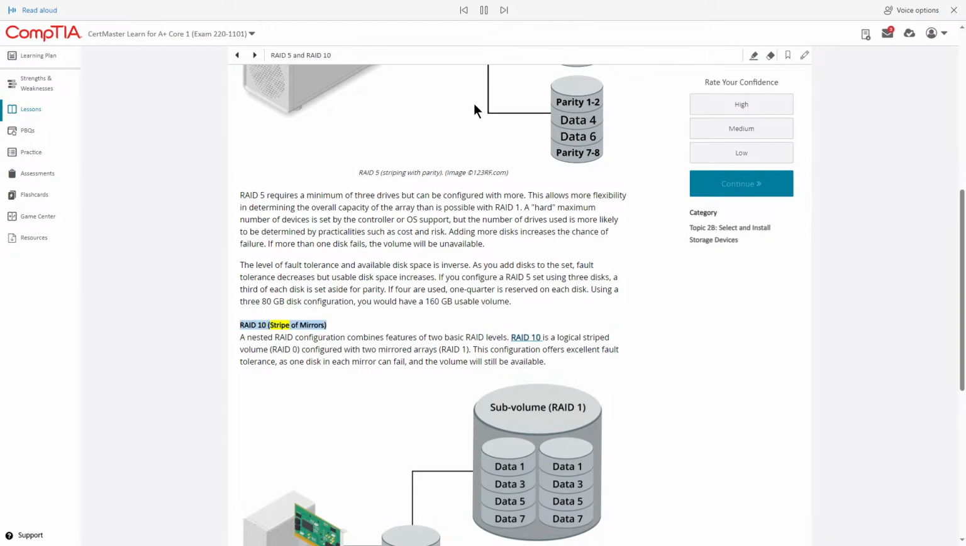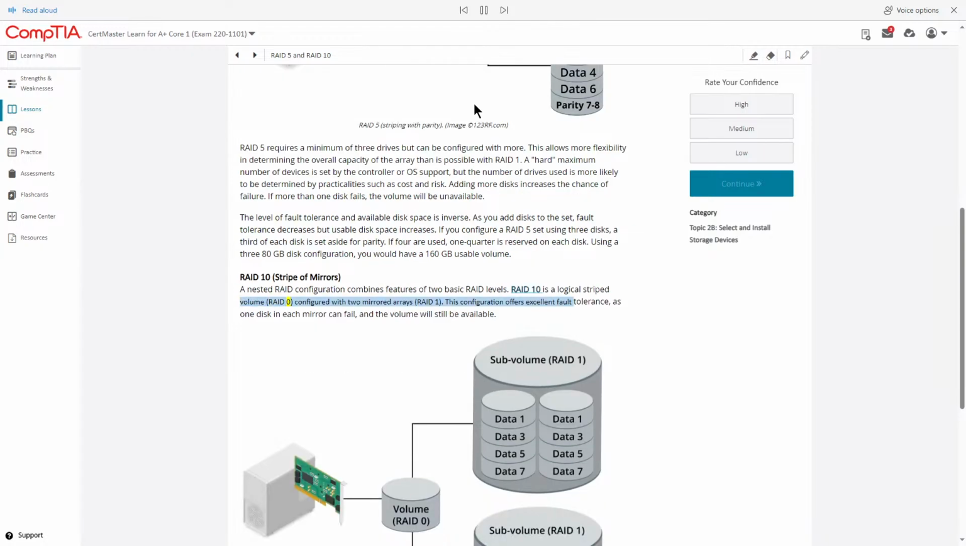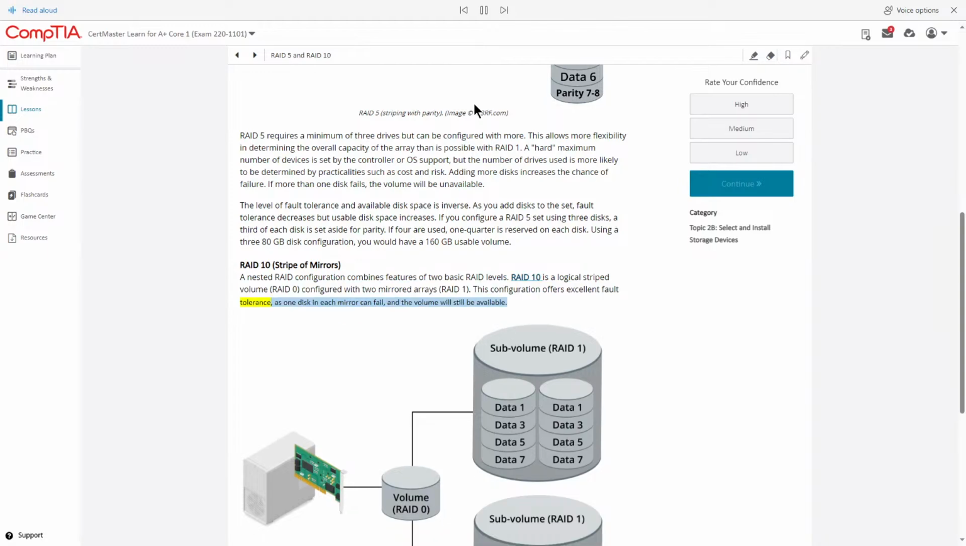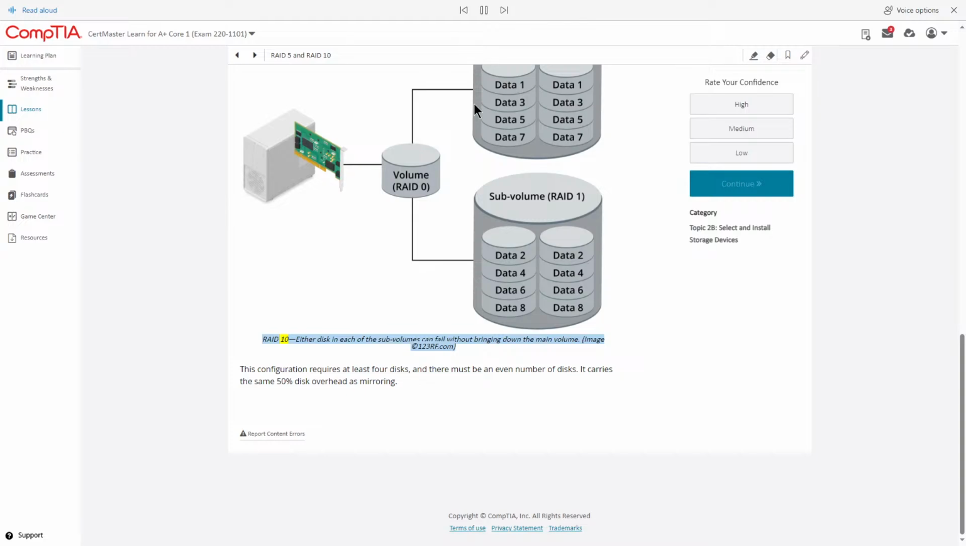RAID 10: Stripe of mirrors. A nested RAID configuration combines features of 2 basic RAID levels. RAID 10 is a logical striped volume, RAID 0, configured with 2 mirrored arrays, RAID 1. This configuration offers excellent fault tolerance, as 1 disk in each mirror can fail, and the volume will still be available. In RAID 10, either disk in each of the subvolumes can fail without bringing down the main volume.